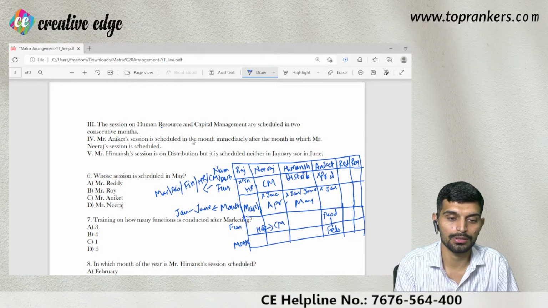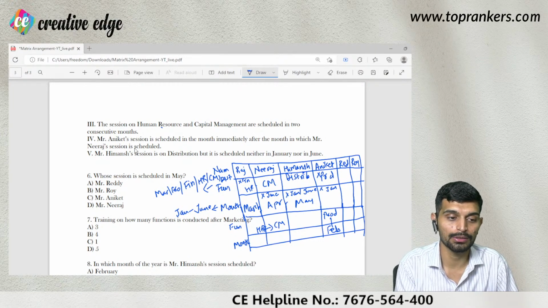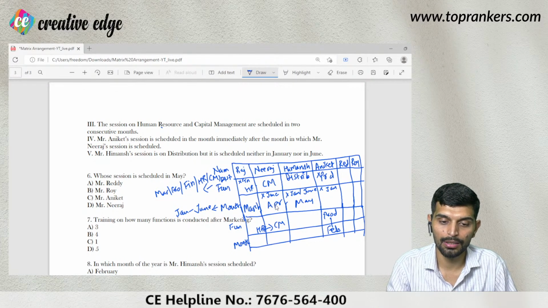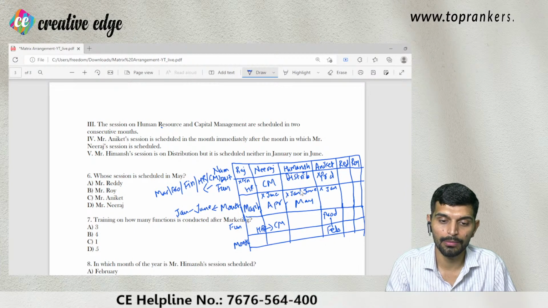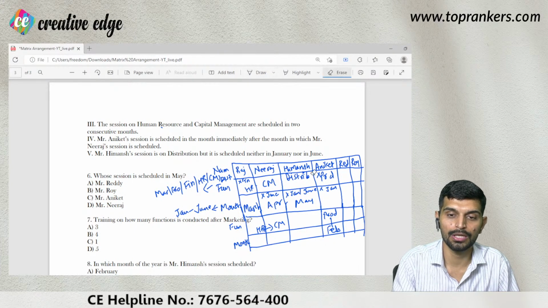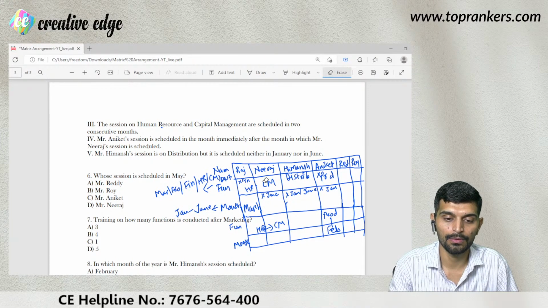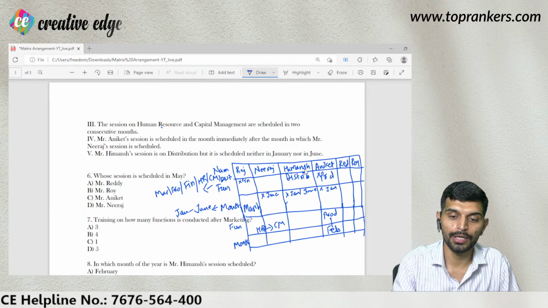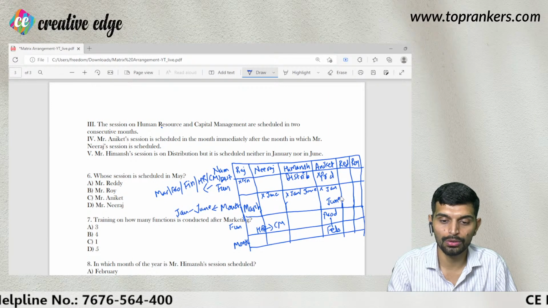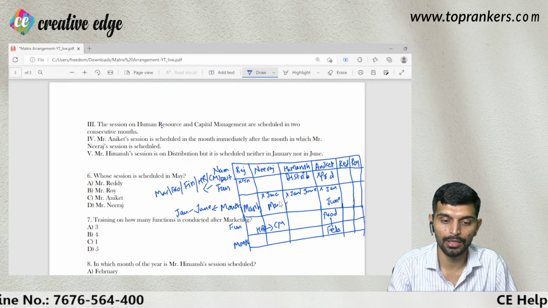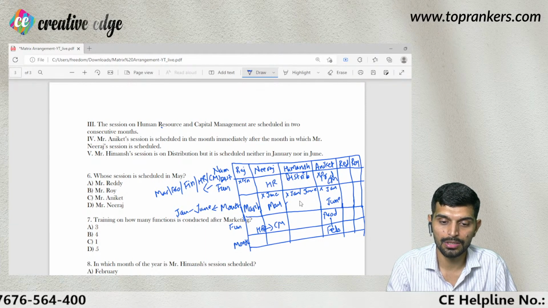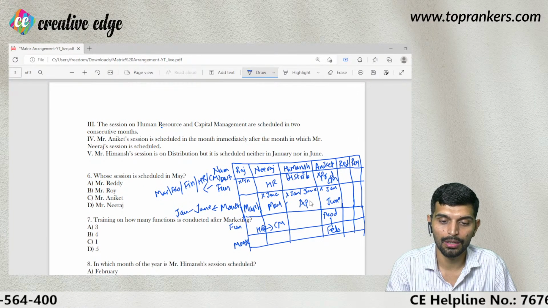Aniket immediately after month in Neeraj. So Neeraj is in April, then Aniket must be in May. Himansh cannot take session in Jan and June. So this is also not happening, right? Can Aniket take in June? If Aniket can take it in June, and Neeraj can take it in May, so this is HR, this is capital management, this distribution in the month of April, right?